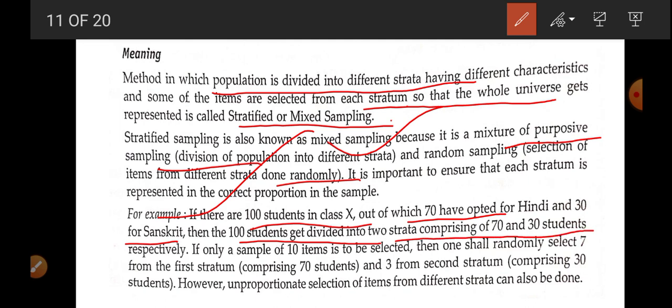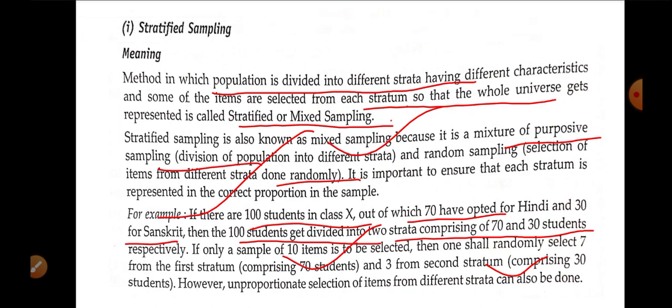Okay, and then 10 to be selected and 7 to be selected. So this is your stratified. Simply in stratified, the whole population is divided into two parts, and then we do the selection of the sample. When we are dividing, we are using a purposive way, and when we are selecting, we use random sampling. So that is why it is known as a mixed.